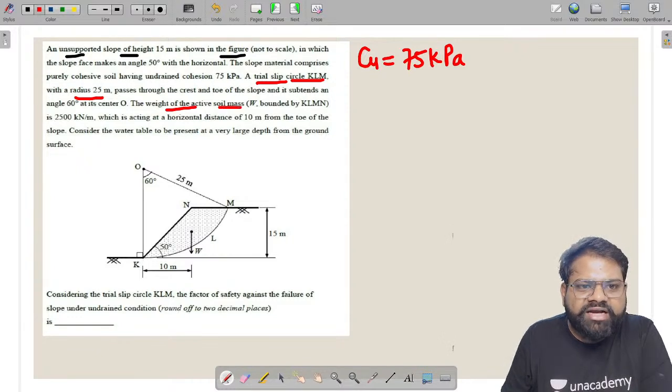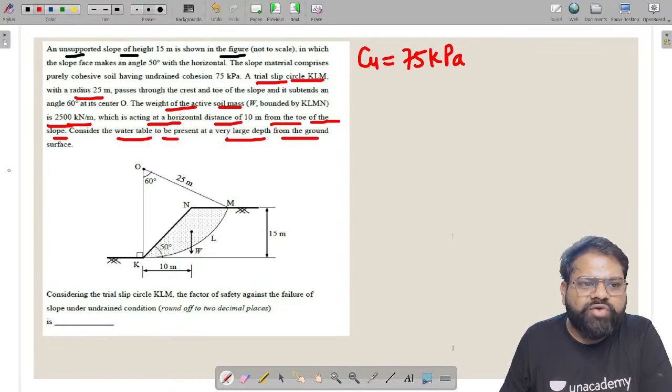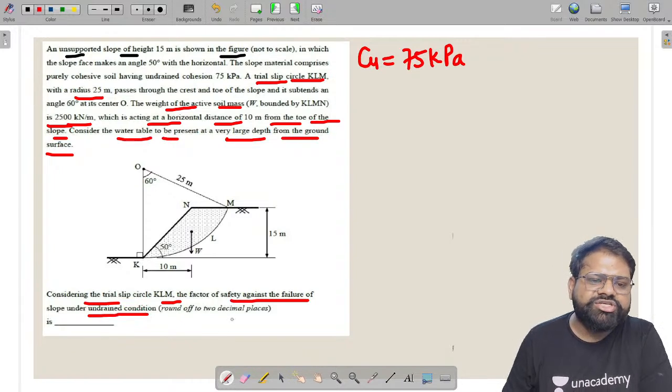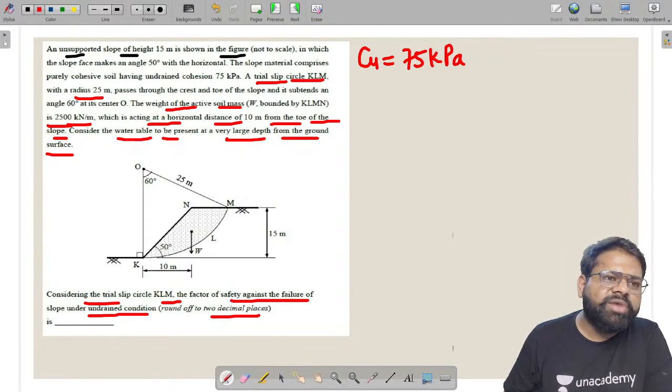The weight of the active soil mass is 2500 kN per meter cube, which is acting at a distance of 10 meter from the toe of the slope. Consider the water table to be present at a higher depth from the ground. Then, considering the trial depth to be critical, find the factor of safety against failure under undrained condition, rounded off to 2 decimal places.